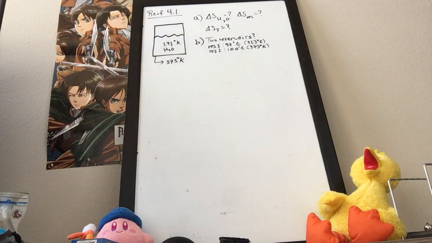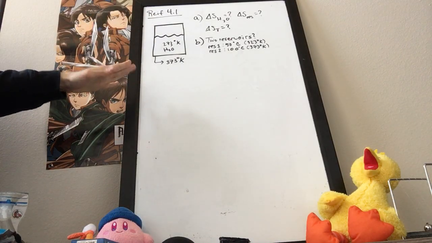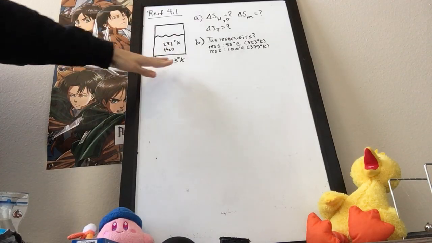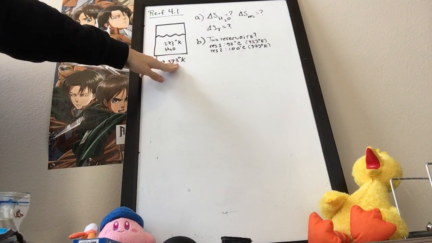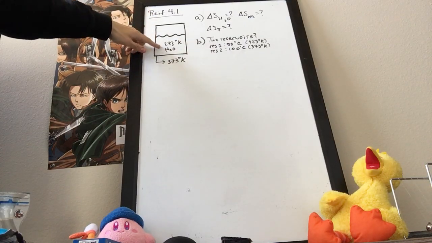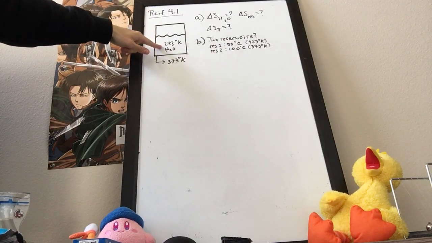Now, the first problem in chapter 4 covers a pretty simple setup. You have a reservoir at a constant temperature of 373 degrees Kelvin, and in contact with this heat reservoir is some amount of water.